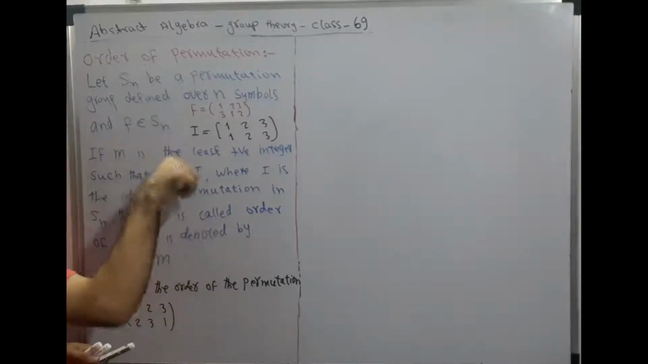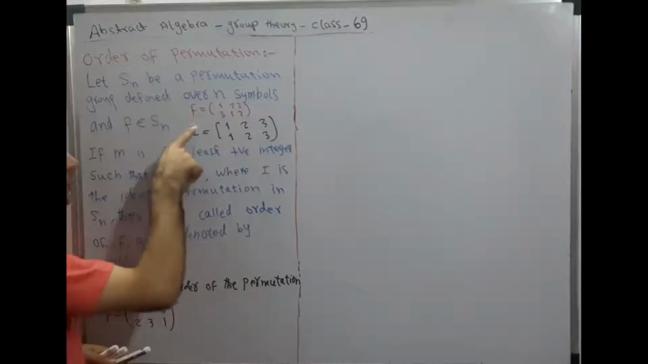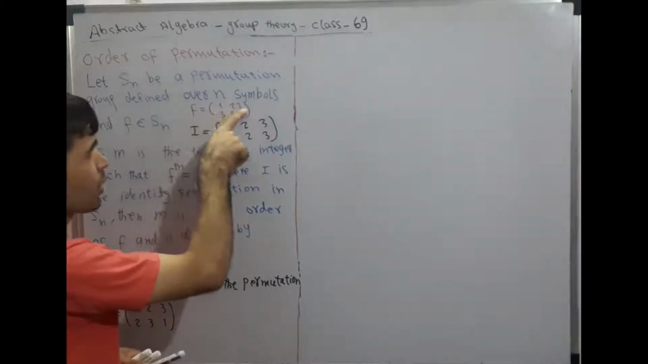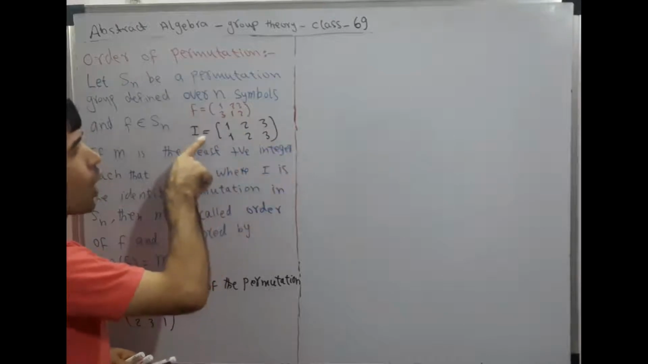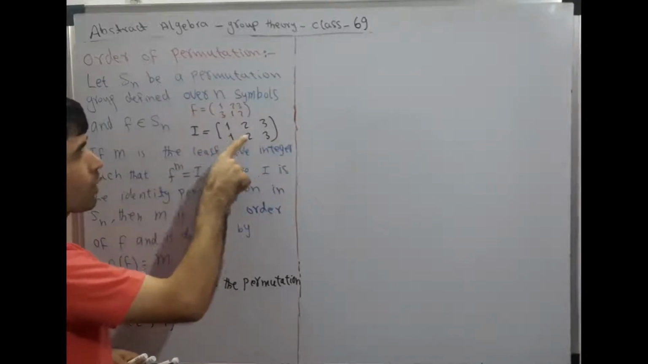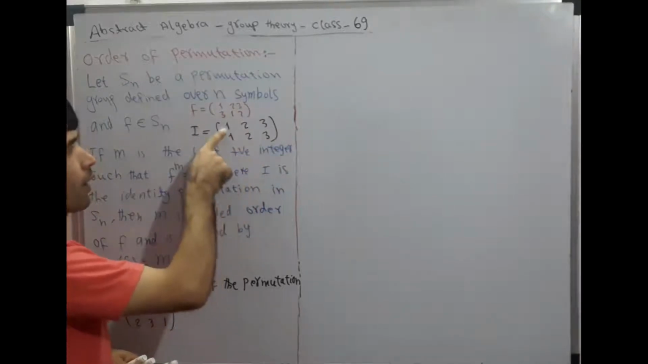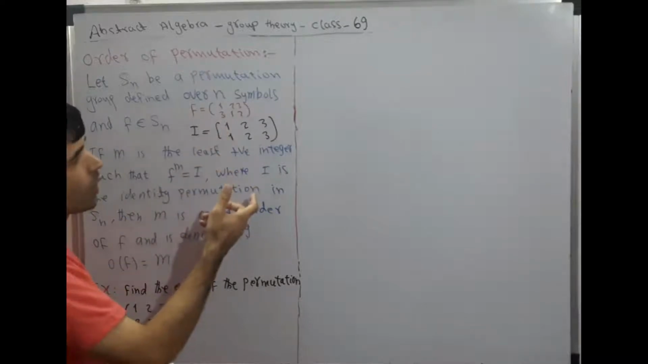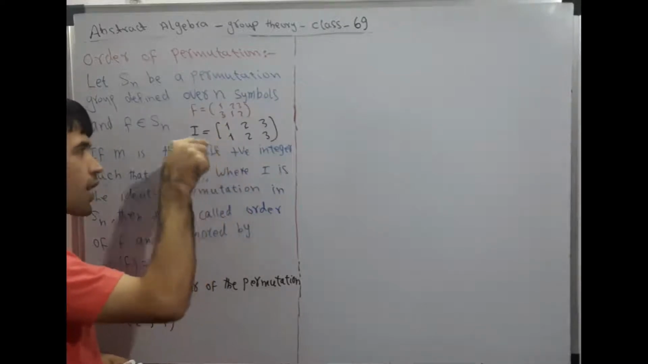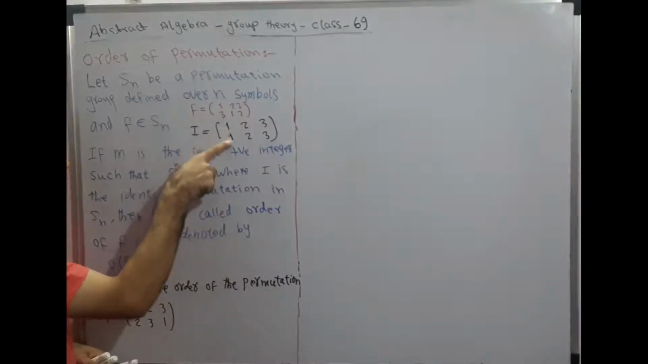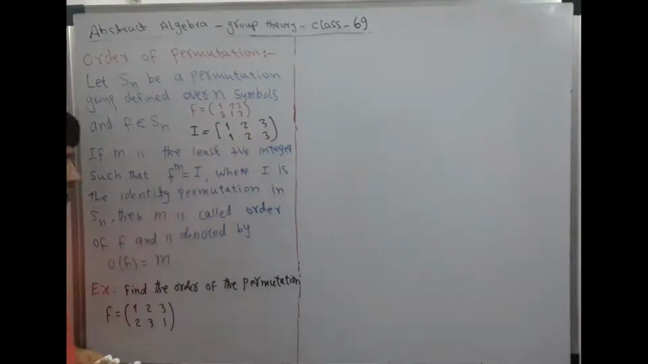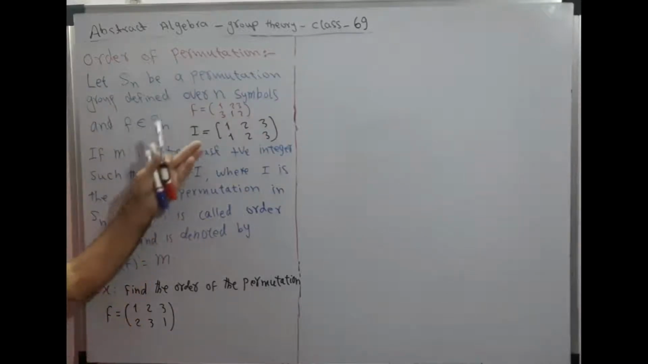Again we review that f is equal to 1, 2, 3, 4, 3, 1, 2. It is a permutation, then the identity permutation is 1, 2, 3, 1, 2, 3. Every element has its image as itself: image of 1 is 1, image of 2 is 2, image of 3 is 3. It was the definition of permutation and it is the identity element.